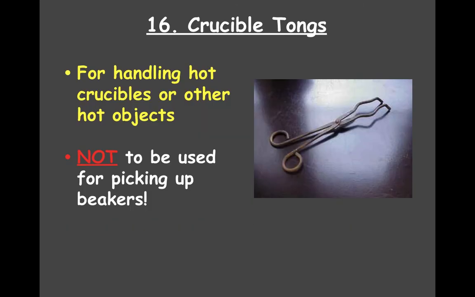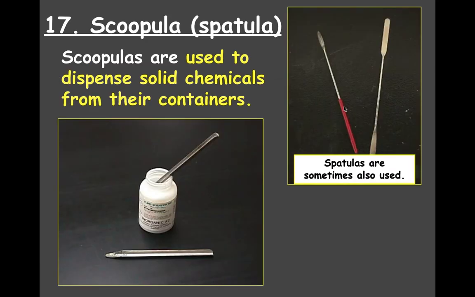Next, we have crucible tongs. Since crucibles can be heated to very hot temperatures, we don't want to pick them up with our bare hands. We need to use some tongs in order to pick them up. You never want to pick up beakers using these because they will slide out. If we notice, the crucible tongs kind of have a diamond shape here, so this is a good indicator to help you identify crucible tongs.